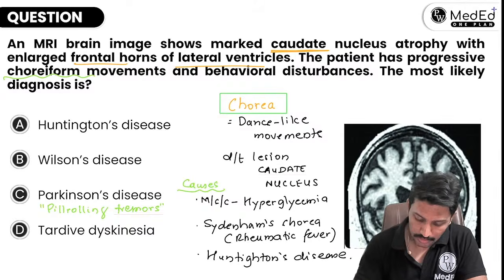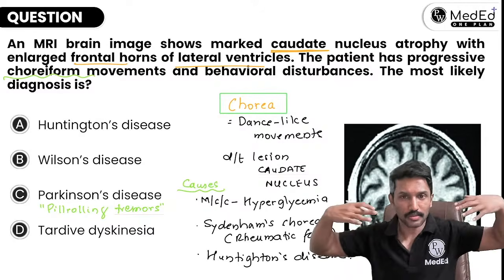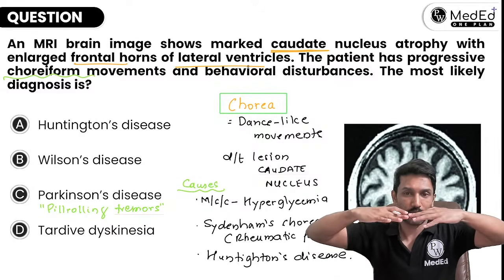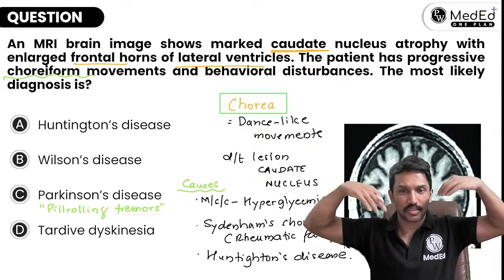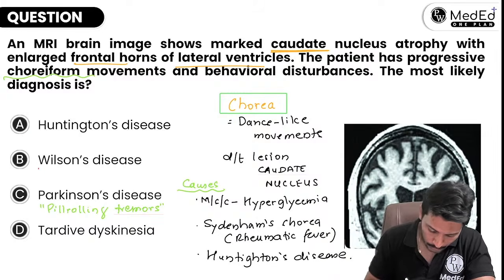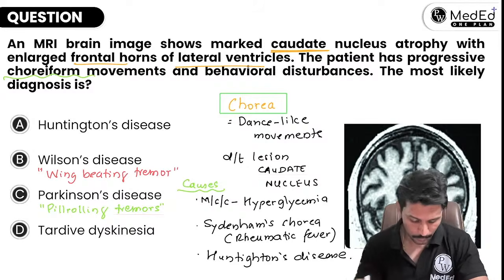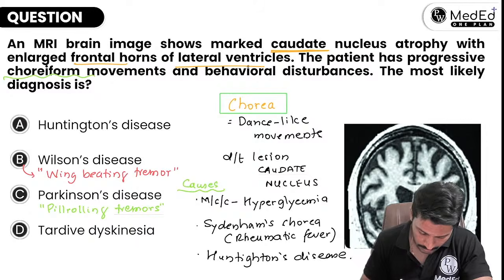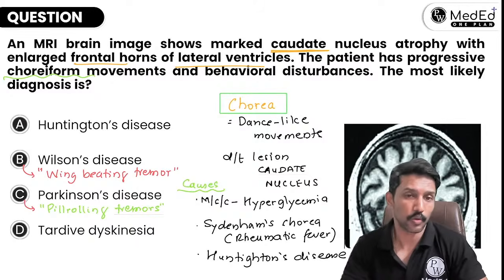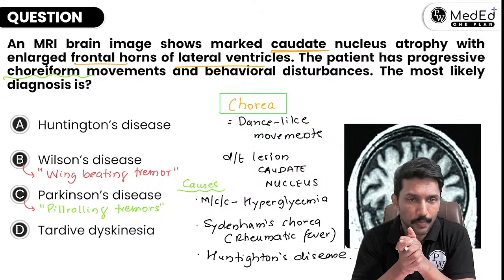The Wilson disease tremors appear only when we ask the patient to elevate their shoulders and try to approximate the fingers at the eye level. Then the shoulder level movements start occurring. It is like the beating of the wings of a bird. So we call that wing beating tremor. So in Wilson disease we are getting wing beating tremor. In Parkinson's disease we are getting pill rolling tremor. Tardive dyskinesia is a side effect of various drugs.